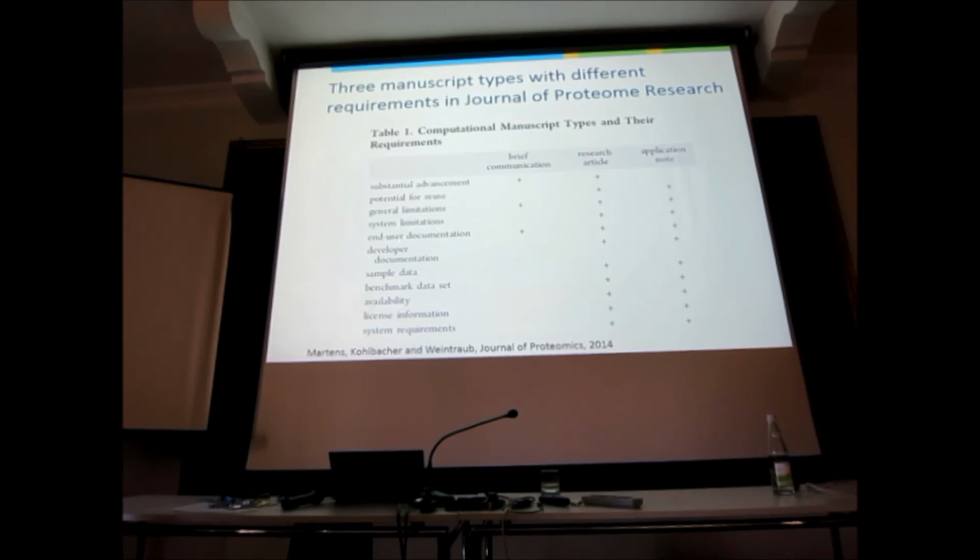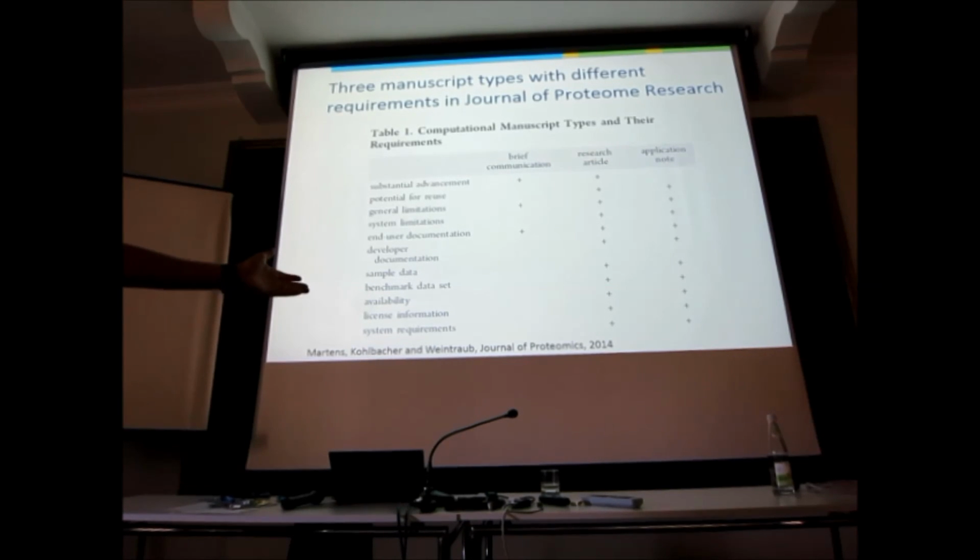You have to provide documentation for developers. You have to provide sample data so that it will run the first time. You will provide benchmark data so that other people can compare their performance against yours in the future. You have to provide availability, you have to provide a license, and you have to provide system requirements. This was shocking. This does not exist anywhere else. It was shocking that this did not exist.